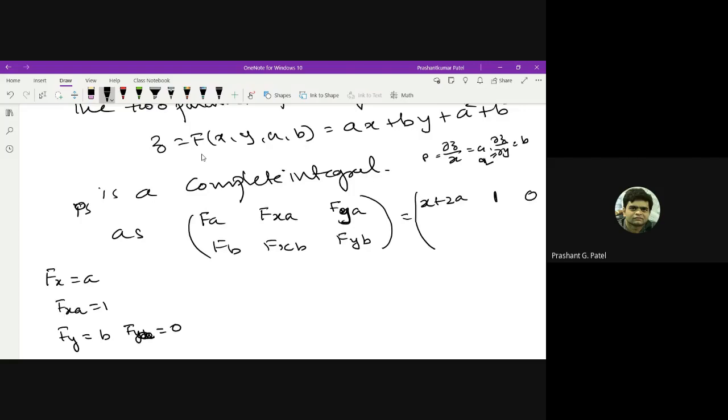Fb, you can say it is a b, sorry, y plus 2b. This will be 0 and this is 1, that you can check. And one should note that this is of rank 2 because the determinant of this quantity, 1001, is non-zero, or the minor of order 2 is non-zero. So that's why it has rank 2. So I can say it is a complete integral as this is of rank 2.